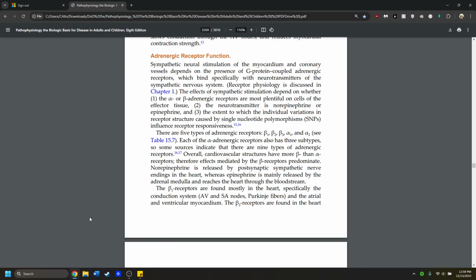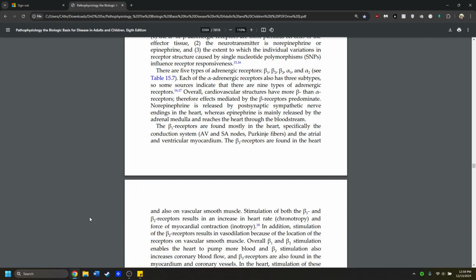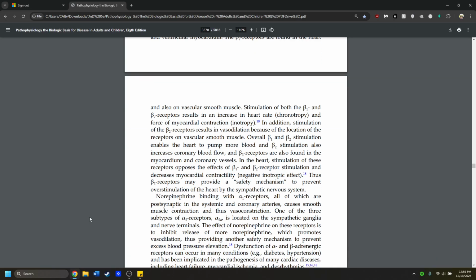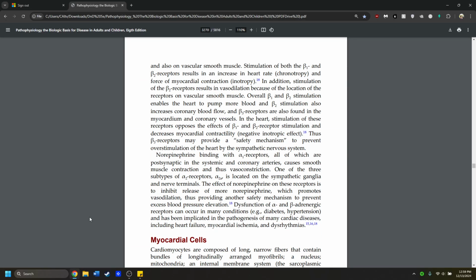Norepinephrine is released by postsynaptic sympathetic nerve endings in the heart, whereas epinephrine is mainly released by the adrenal medulla and reaches the heart through the bloodstream. The beta 1 receptors are found mostly in the heart, specifically the conduction system, your AV and SA nodes, Purkinje fibers, and the atrial and ventricular myocardium. The beta 2 receptors are found in the heart and also on vascular smooth muscle. Stimulation of both the beta 1 and beta 2 receptors results in an increase in heart rate, your chronotropy, and force of myocardial contraction, inotropy.